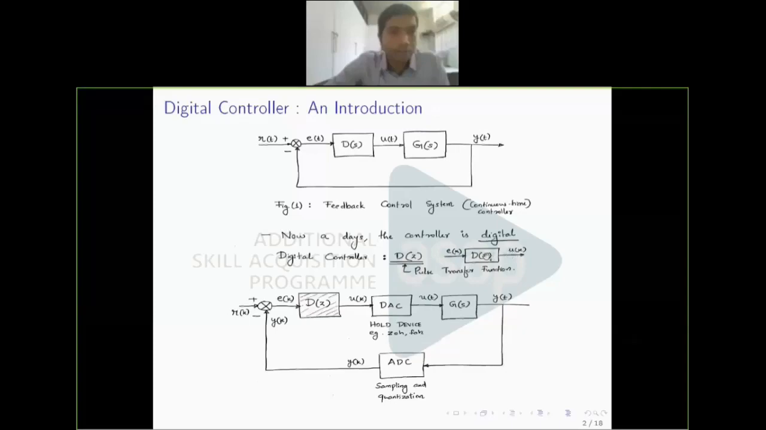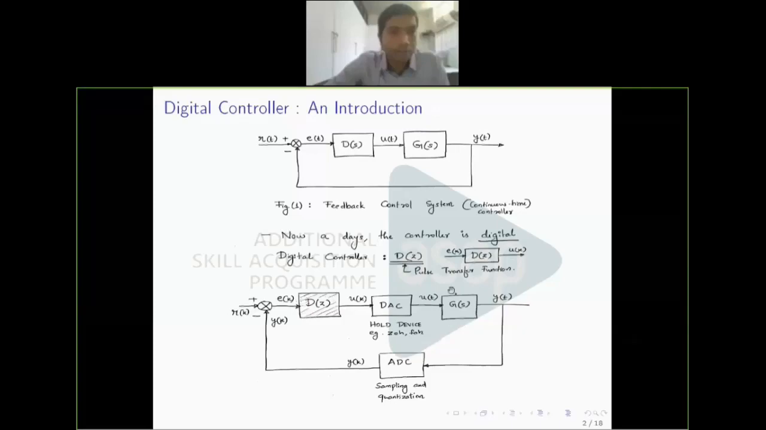Now the question is, you have the plant which is in continuous time domain, but the controller is digital, or it's in discrete time domain. Now, how can you interface these two? Because these are two different domains. One is in continuous time domain. The controller is now in digital domain, or in Z domain.